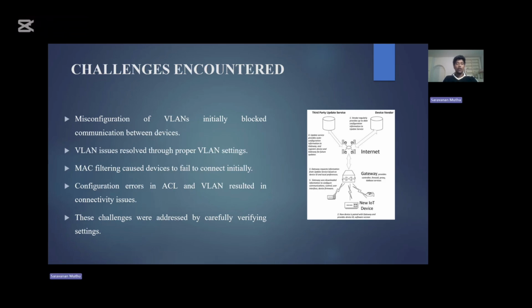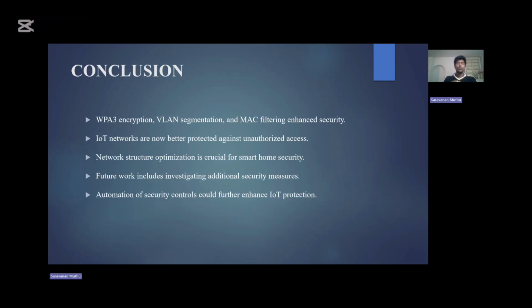And moving on, the conclusion. WPA3 encryption or WPA2 personal encryption and VLAN segmentation along with MAC filtering enhance the security. IoT devices are now better protected against unauthorized access. I'll be demonstrating how the unprotected network and protected network vary with VLAN setups, WPA3 setups, and MAC filtering setups. Network structure optimization is crucial for smart home security.